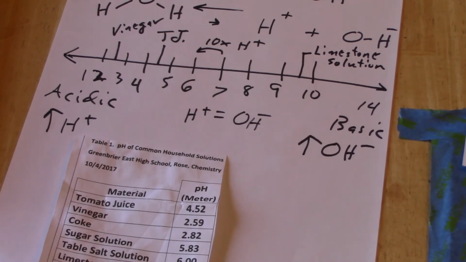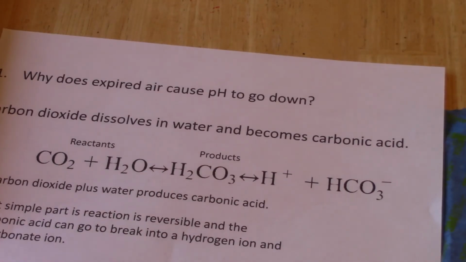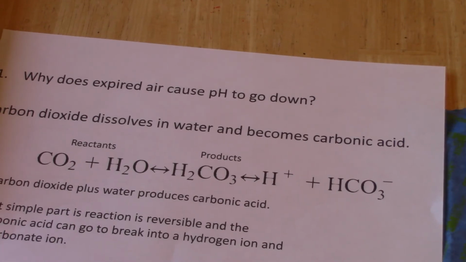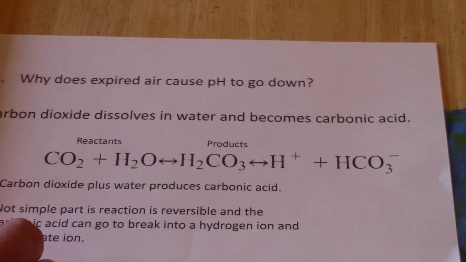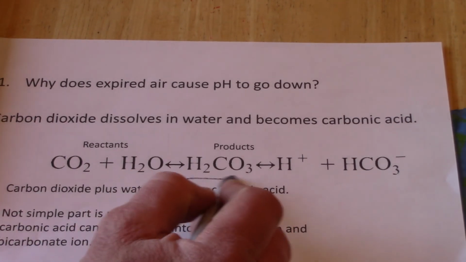We would maybe think that water, rain, would be neutral, but it's not. And the reason for that is carbon dioxide in the air combines with water to form carbonic acid. And carbonic acid looks like this.